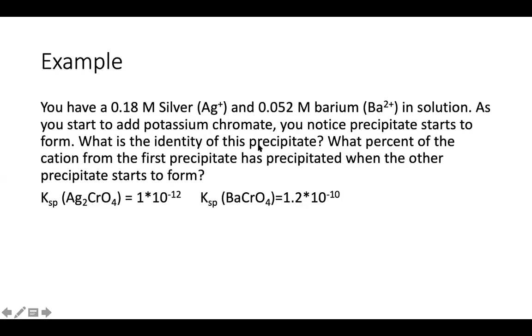Okay, so as we start to add this potassium chromate, we notice precipitate starts to form, right? And you would actually see at the bottom of a test tube some solid starting to just randomly appear out of seemingly nowhere, okay? And so you're asked, what is the identity of that precipitate? And then also, what percentage of the cation that precipitates first will have precipitated when the second one starts to form? And so we're given not only the equation, but also the KSP of silver chromate and barium chromate.